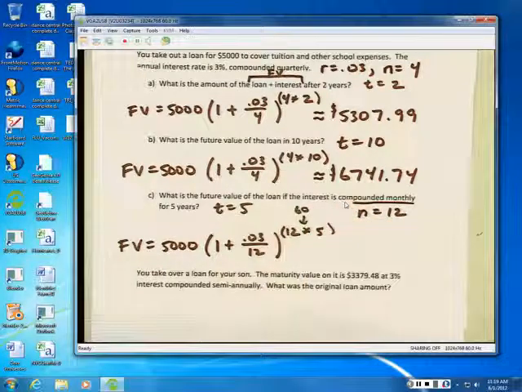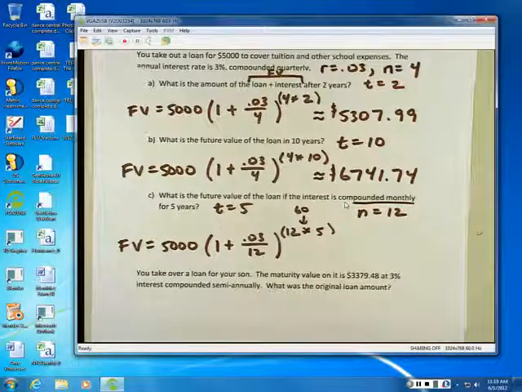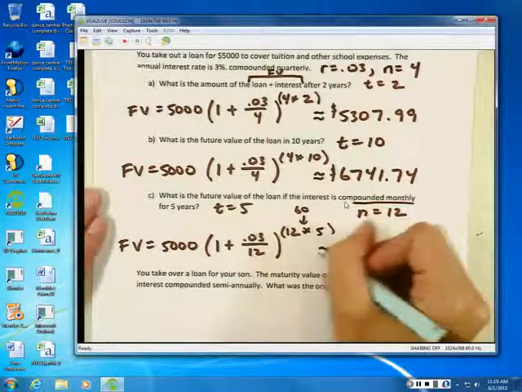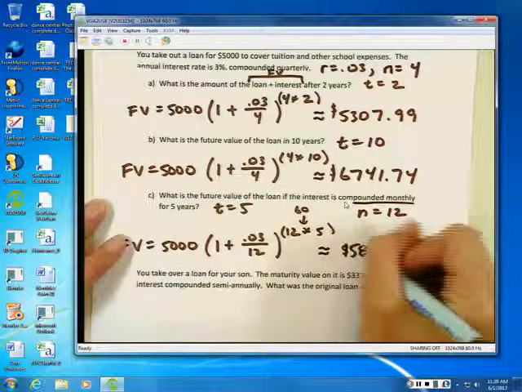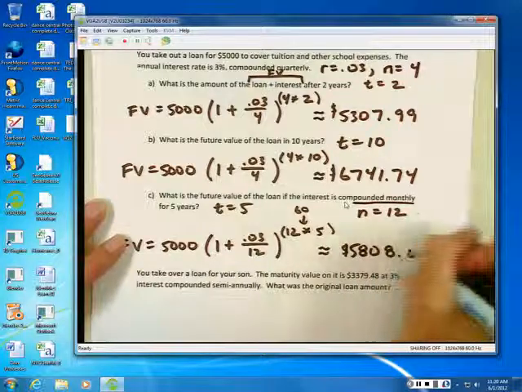60. Okay, so in my calculator, 5,000, 1 plus 0.03 divided by 12, all to the 12 times 5, which is the 60th power. And we end up with a future value after 5 years of $5,808.08.